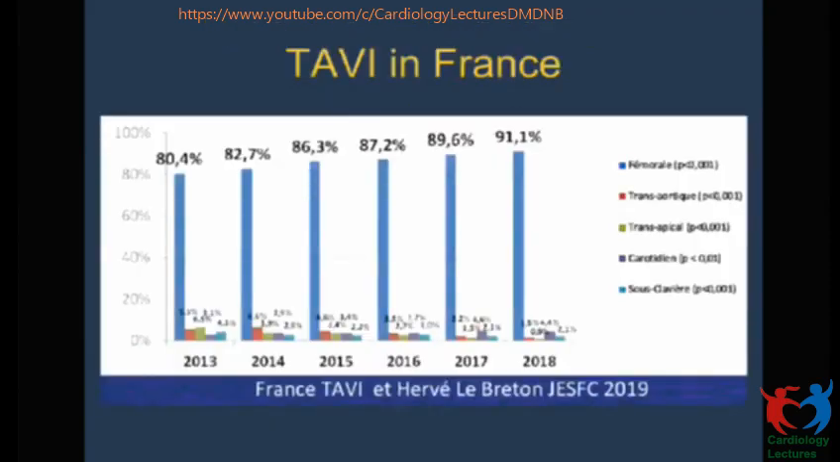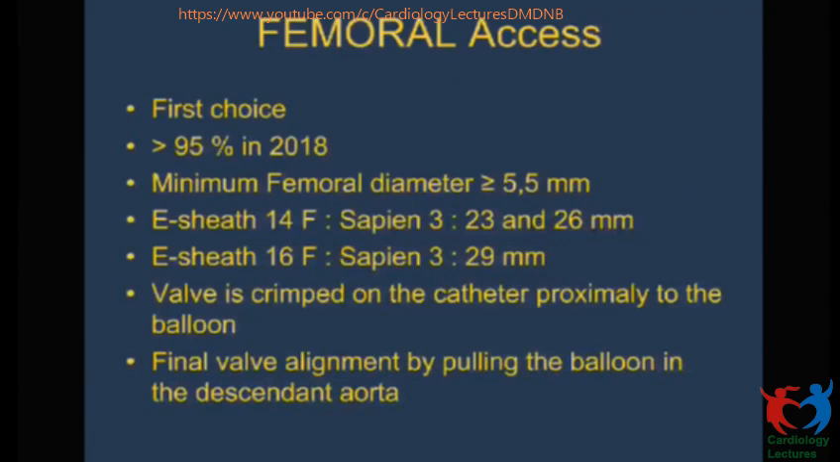This is TAVI in France, published last year, and more than 91% of the procedures were transfemoral. You see, the transapical and transaortic were less than 2 or 4% of the procedures. So you have to check that your minimal femoral diameter is more than 5.5 millimeters.